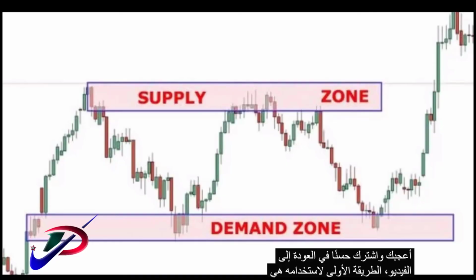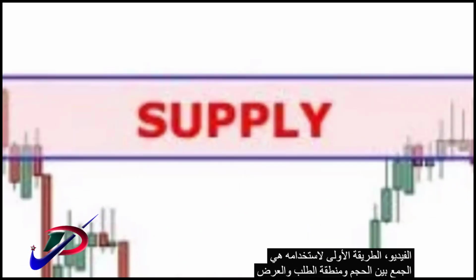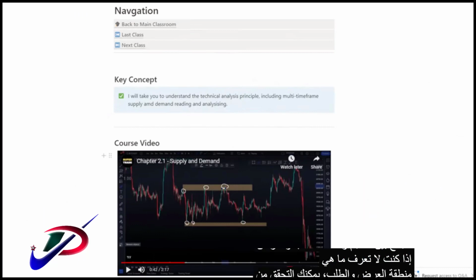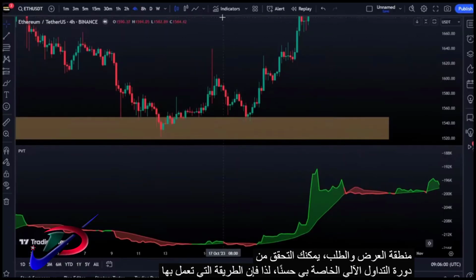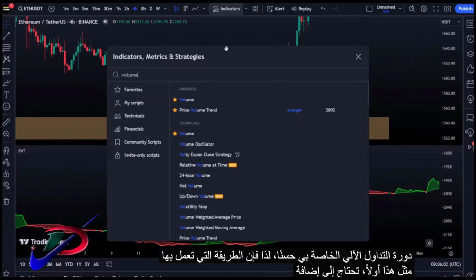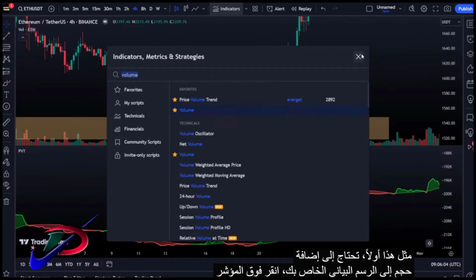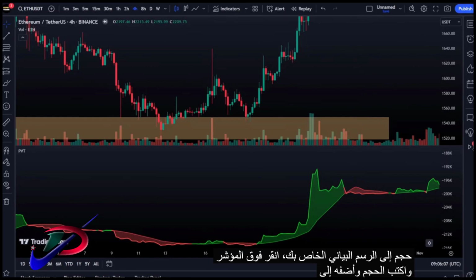The first way to use it is to combine it with volume and supply and demand zones. If you don't know what supply and demand zones are, you can check my bot trading course. Okay, so the way it works is like this. First, you need to add volume to your chart. Click the indicator tab, type in volume, and add it to the chart.